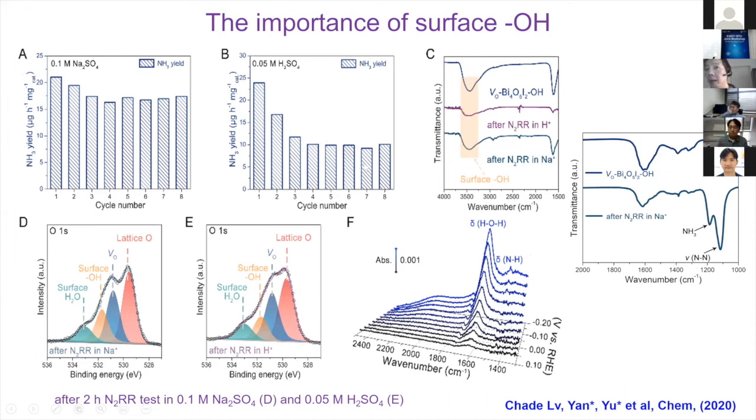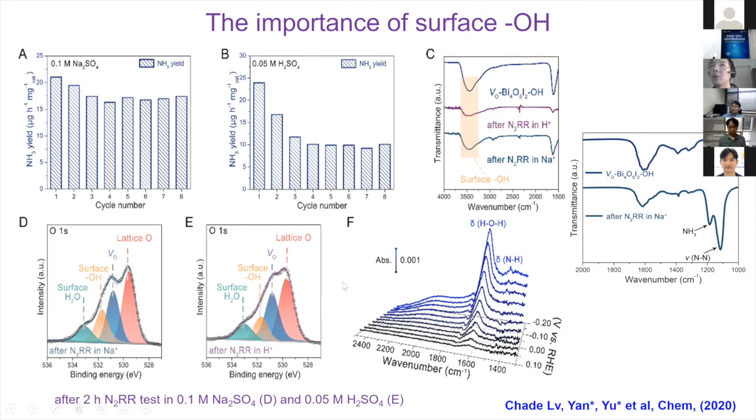will reduce. The idea is that the surface OH group in the acidic condition is not stable. They can be detached as water. So that will change the surface state of this catalyst, and that will affect the binding of the nitrogen and reduce stability, reduce the efficiency.